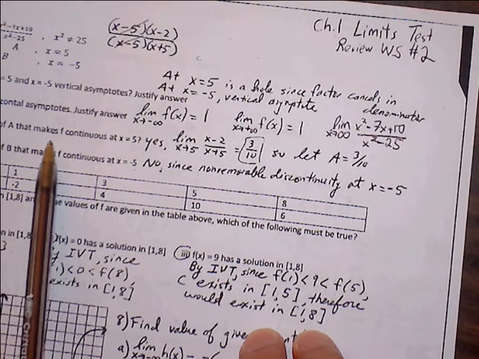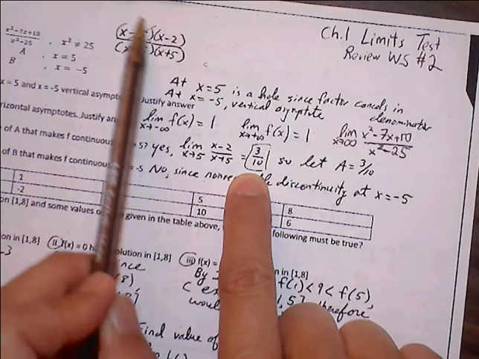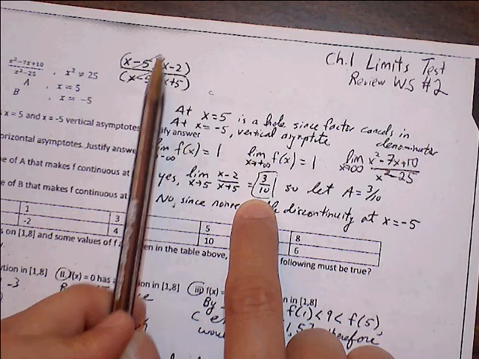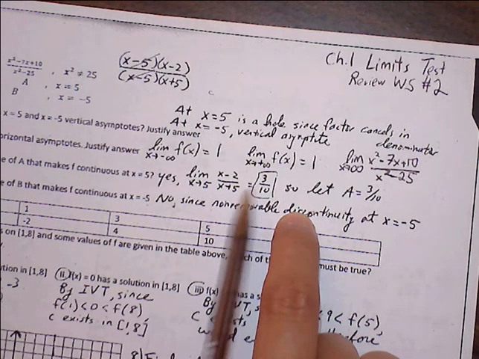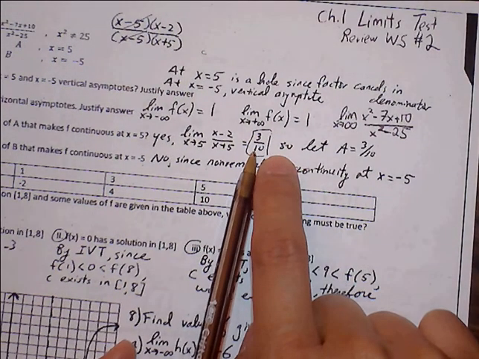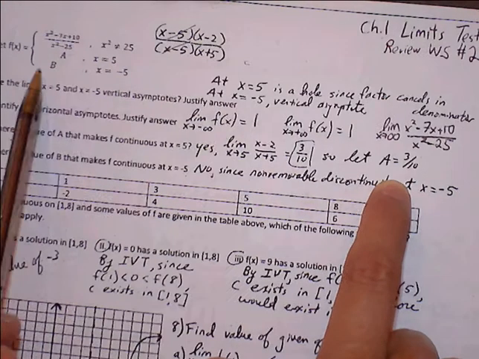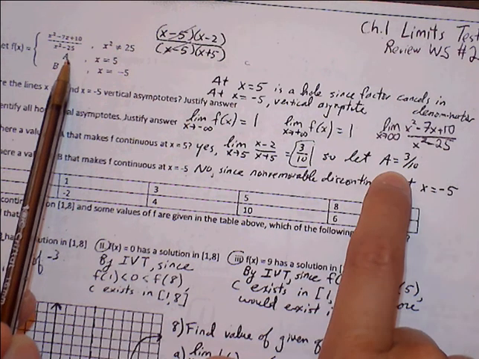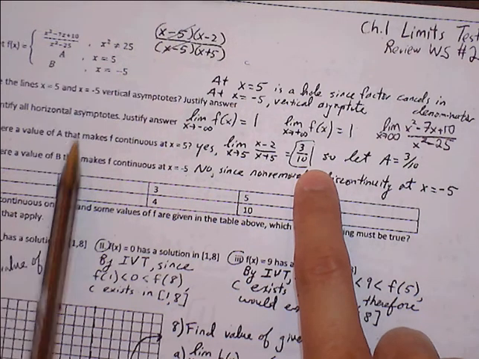Is there a value of a that makes f continuous at x equals 5? Well, there is a hole at x equals 5, and that hole is going to occur at whatever the result of this limit is. So if we evaluate the limit as x approaches 5, we get 5 minus 2, which is 3, over 5 plus 5, which is 10, so 3 over 10. So 3 over 10 is the physical location where the hole exists, and if we let a equal 3 over 10, then that will nicely plug in the hole with that ordered pair, 3 over 10.